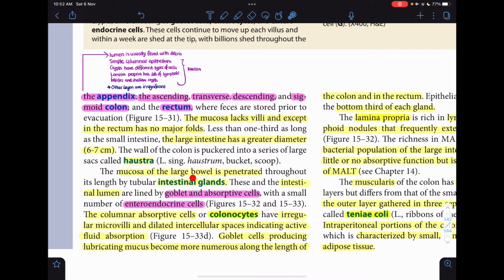The mucosa of the large bowel is penetrated throughout its length by tubular intestinal glands, and the intestinal lumen is lined by goblet and absorptive cells. The absorptive cells of the large intestine are called colonocytes, whereas the absorptive cells of the small intestine are called enterocytes. So the lining بالsmall intestine is goblet and absorptive cells only. بالlarge intestine في عنا goblet and absorptive cells and enteroendocrine cells, but a small number of enteroendocrine cells.